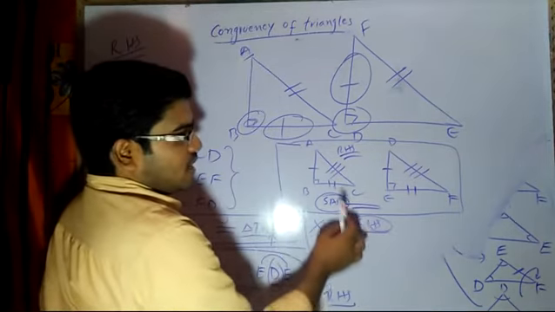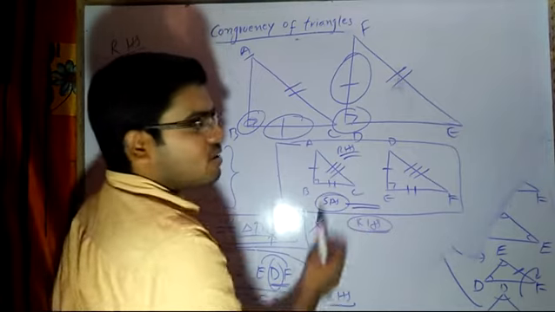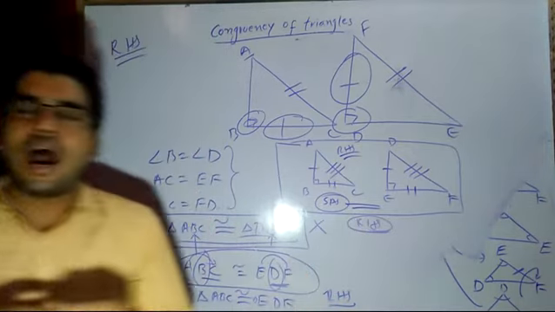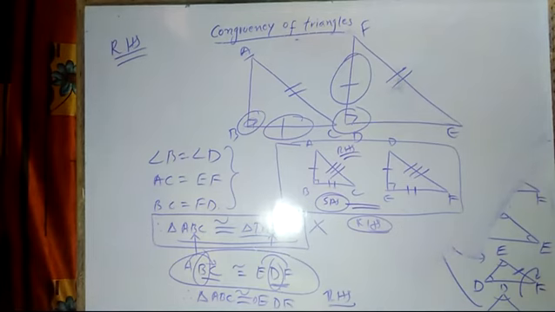But in the earlier case, you cannot write the right angle RHS criteria. So in this way I finished proving the congruency of triangles.